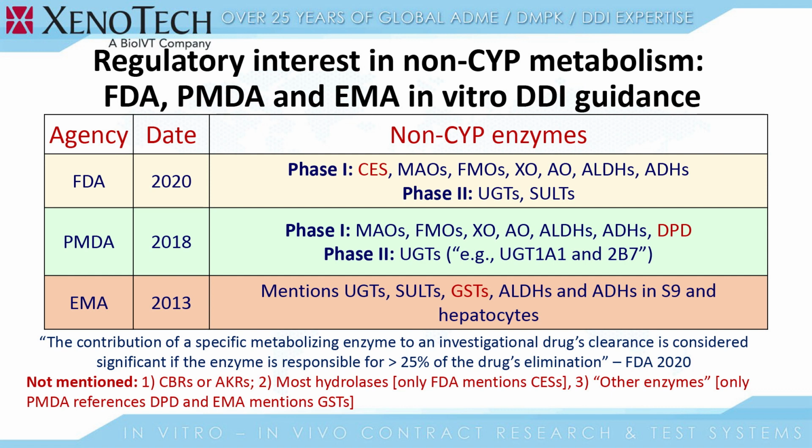I would also like to point out that some of the enzymes that are not mentioned but fell into the top 10, such as all the carbonyl reductases, aldo-keto reductases, most hydrolases, although the FDA does mention carboxylesterase. For the other enzyme category, only the PMDA mentions dihydropyrimidine dehydrogenase, and only the EMA mentions glutathione S-transferase.